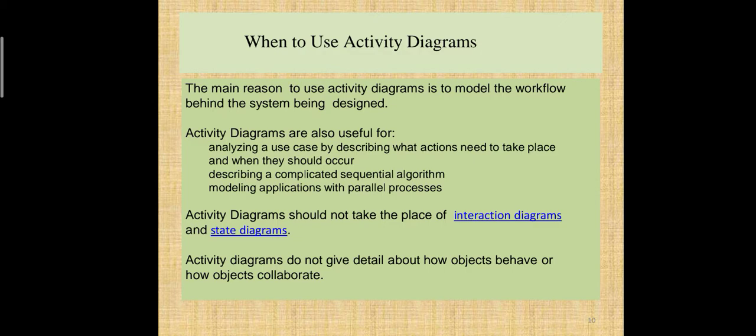So, activity diagrams are useful for analyzing a use case by describing what actions need to take place and when they should occur, as well as for describing a complicated sequential algorithm and modeling applications with parallel processes. Activity diagrams should not take the place of interaction diagrams and state diagrams, but they represent the flow of our system. Activity diagrams do not give detail about how objects behave or how objects collaborate.